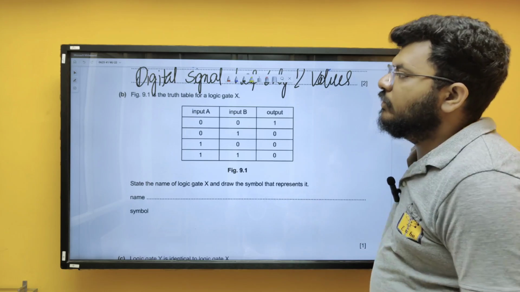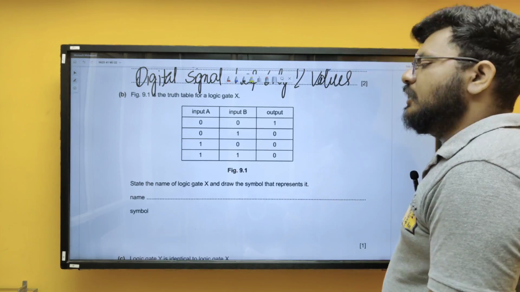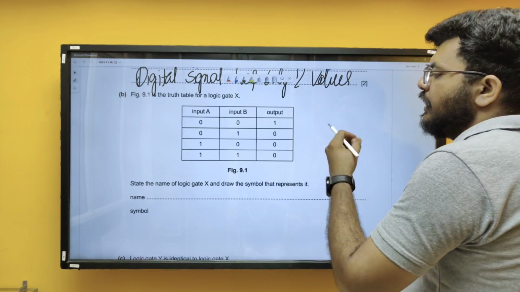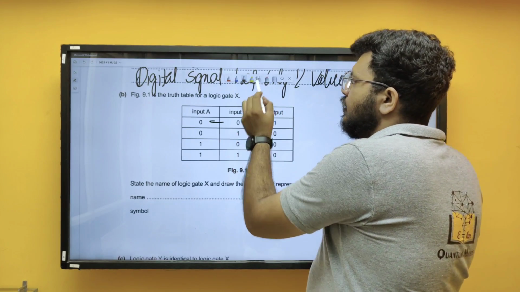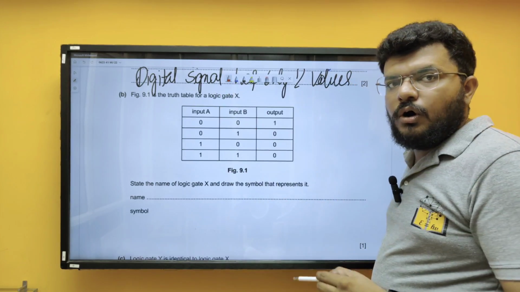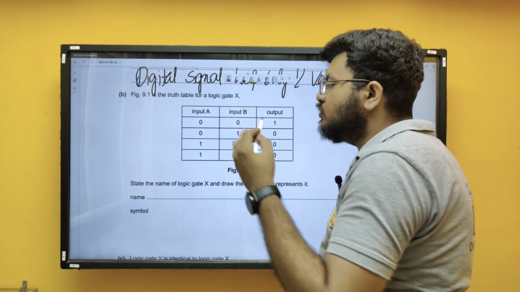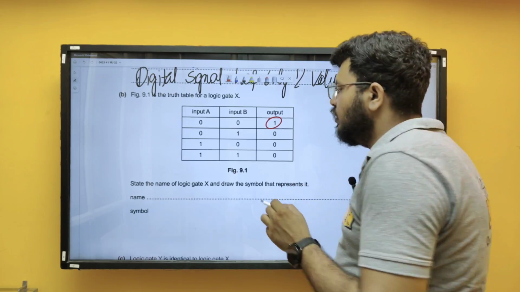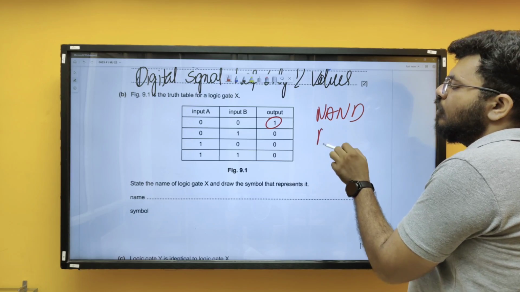Then we have figure 9.1. The 9.1 is a truth table for logic gate X. State the name of the logic gate X and draw the symbol that it represents. Now let's see. So 0, 0 gives 1. Now the two logic gates that we know of are OR and AND gate, right? So 0 plus 0 is 0. 0 multiplied by 0 is also 0. So here your output is 1. Therefore, it is either a NAND gate or a NOR gate.